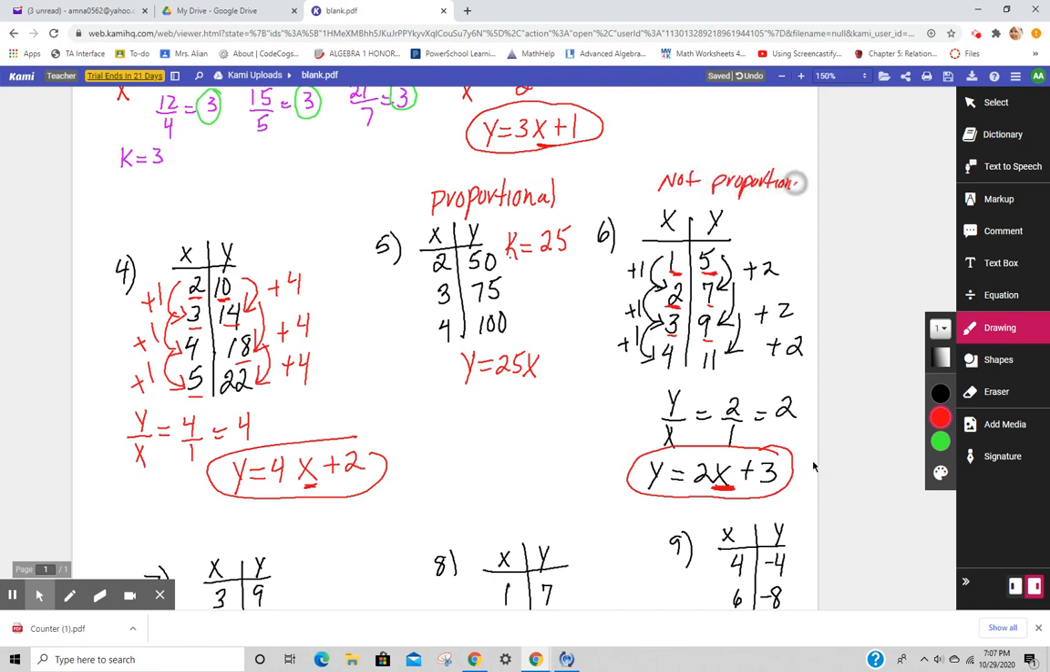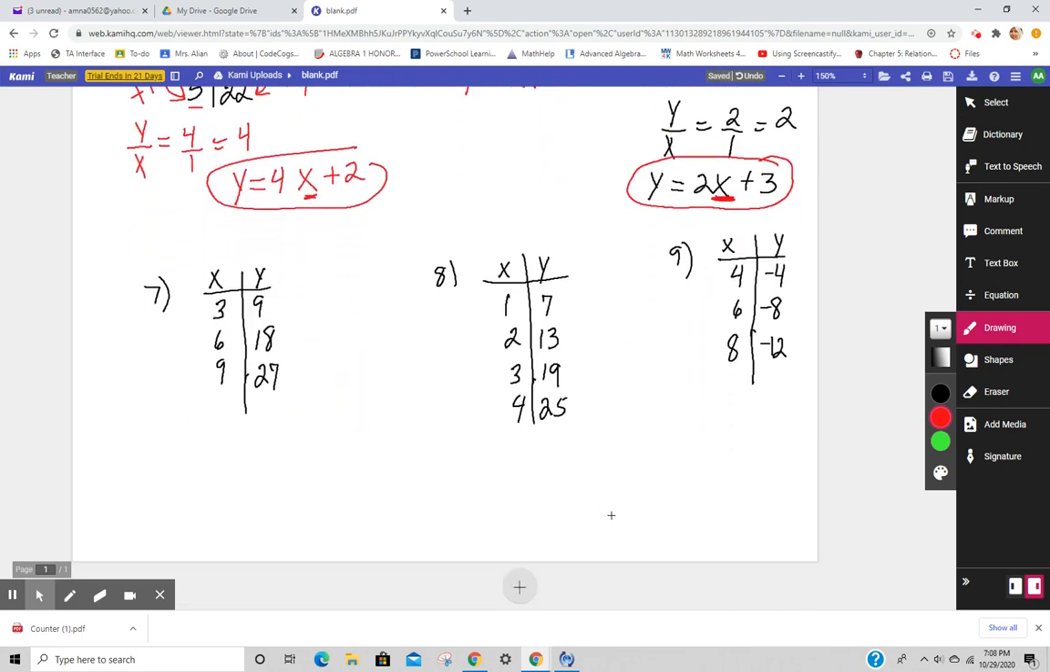Okay, let's keep going. By quickly looking at this, you can see 9 divided by 3 is 3. 18 divided by 6 is 3. 27 divided by 9 is 3. So we can easily say the equation here is y equals 3x because it's a proportional relationship. And look, you can check: 3 times 3 is 9, 3 times 6 is 18, and 3 times 9 is 27.